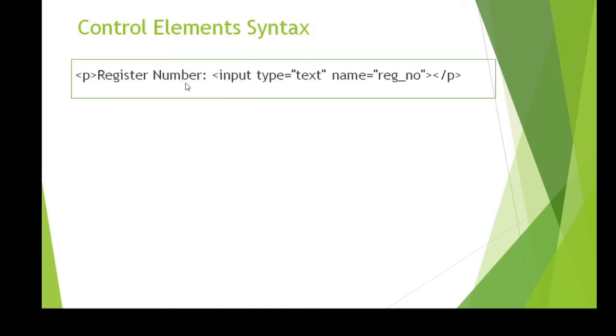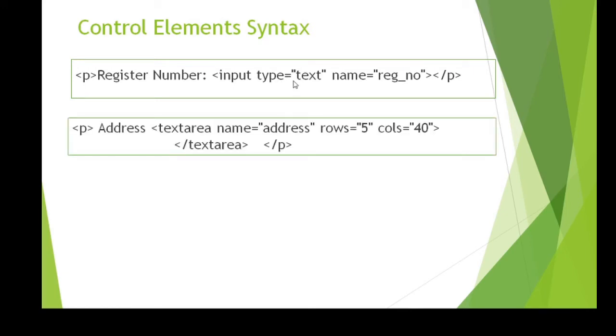To display the register number text box, you give input type text, name register number. So this is the name of the variable which will hold the data you are entering in the text box. This text denotes this control is a text box. Here is textarea, that means this is a text area control element. I am specifying rows and columns.